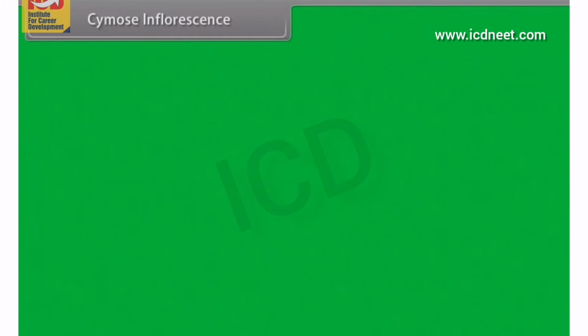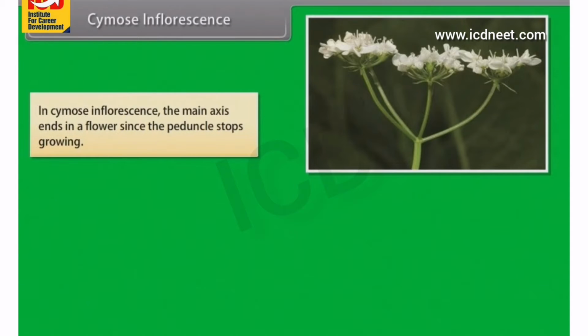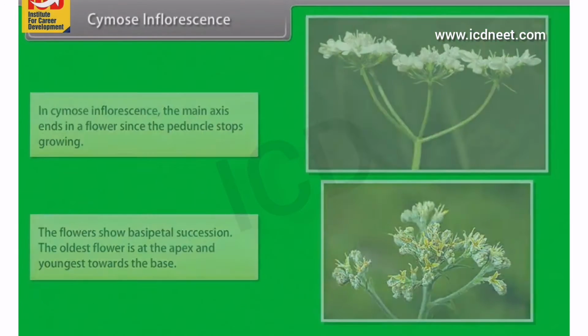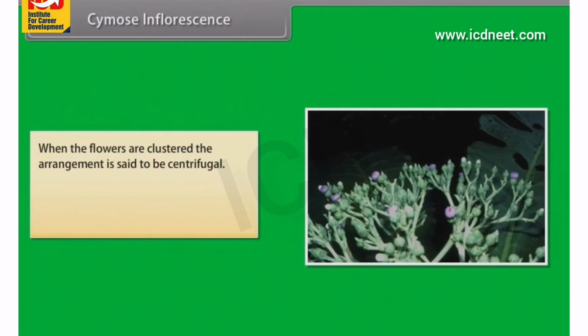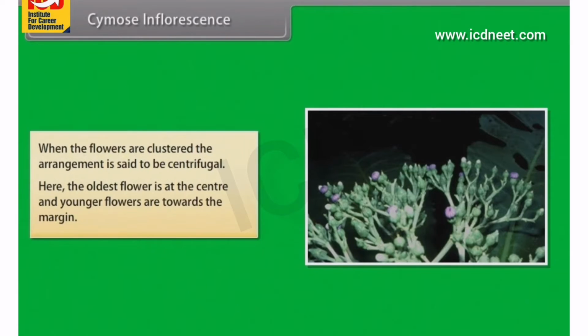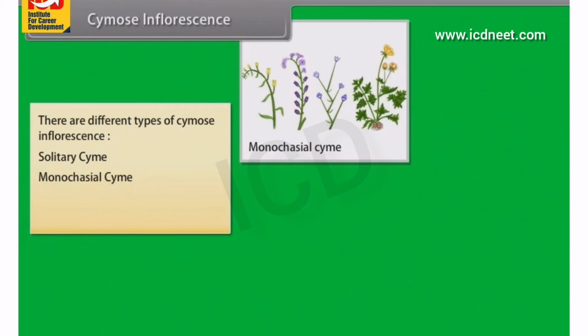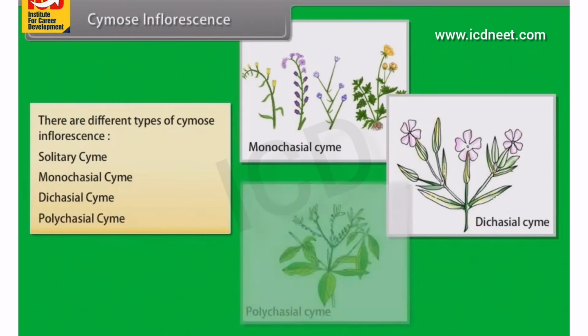Cymose Inflorescence. In Cymose Inflorescence, the main axis ends in a flower since the peduncle stops growing. The flowers show basipetal succession. The oldest flower is at the apex and the youngest towards the base. When the flowers are clustered, the arrangement is said to be centrifugal. Here, the oldest flower is at the center and younger flowers are towards the margin. There are different types of Cymose Inflorescence: solitary cyme, Monochasial Cyme, dichasial cyme, polychasial cyme.